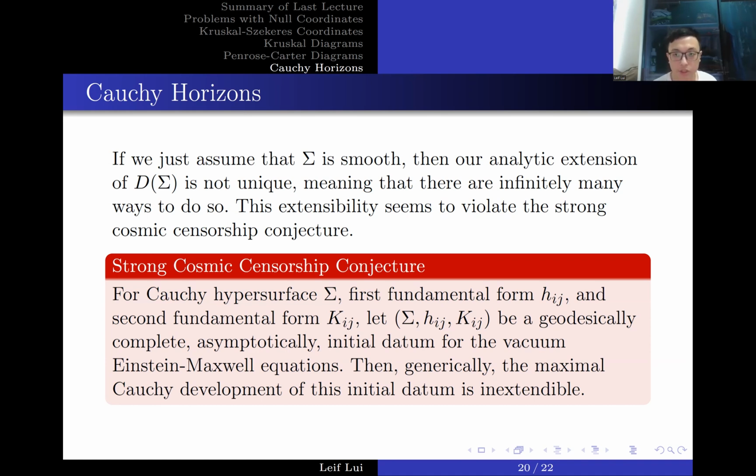So the strong cosmic censorship conjecture is for a Cauchy hypersurface. So basically, with an initial datum defined by the Cauchy hypersurface, the first fundamental form, and the second fundamental form, let this be the initial data, and given that this initial datum is geodesically complete, asymptotically flat, and satisfies the vacuum Einstein-Maxwell equation, then generically, the maximal Cauchy development of this initial datum is inextendable.